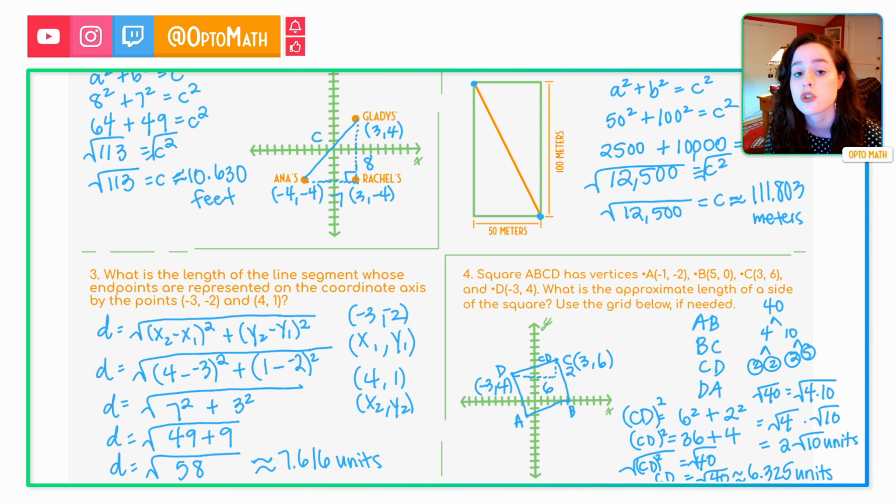So 3 different ways: the square root of 40, 6.325 units, or 2 times the square root of 10 units, or 2 square roots of 10. That's another way to say it.